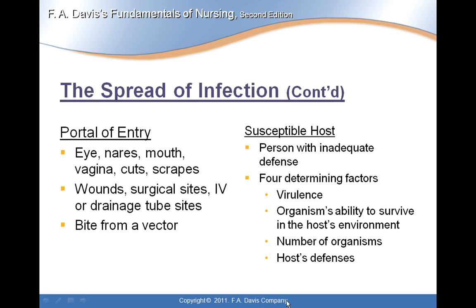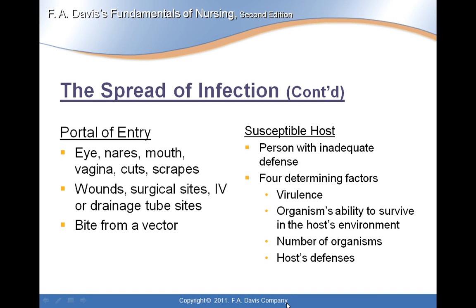And so when we talk about the susceptible host, we have to look at these 4 determining factors. And so first you see that we have to talk about virulence. When we talk about virulence, it is the power of the microorganism to produce disease. So we have to look at that. And then we have to look at the organism's ability to survive in the host environment.